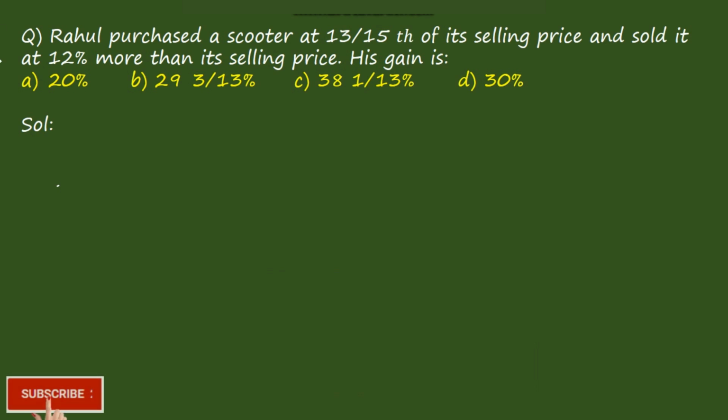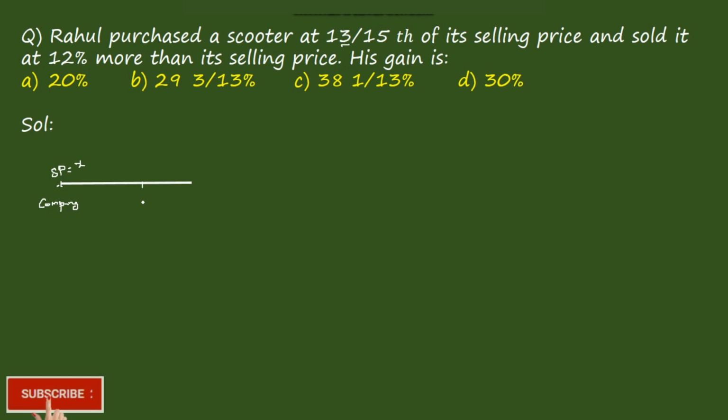Come to the next question. Rahul purchased a scooter at 13/15 of the selling price. Sold it at 12% more than the selling price. His gain is, okay, first understand the question. They're saying that Rahul purchased a scooter at 13/15 of the selling price. So Rahul is taking a scooter from some company, say, okay? If you consider a straight line here, okay? Here there's some company, okay? He is selling a scooter, okay? Then the selling price, if you consider it as X.